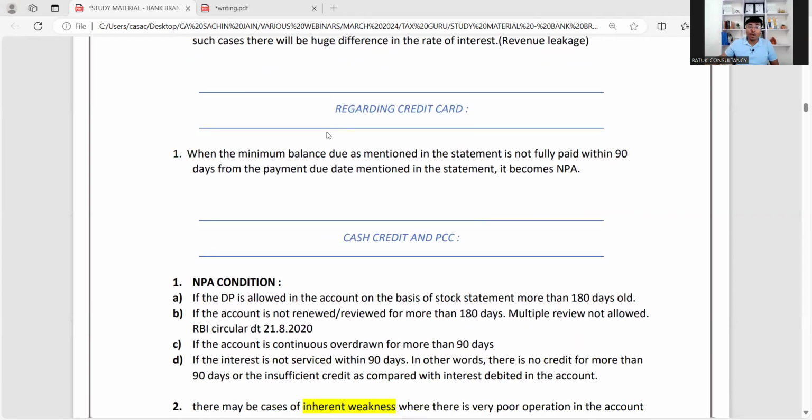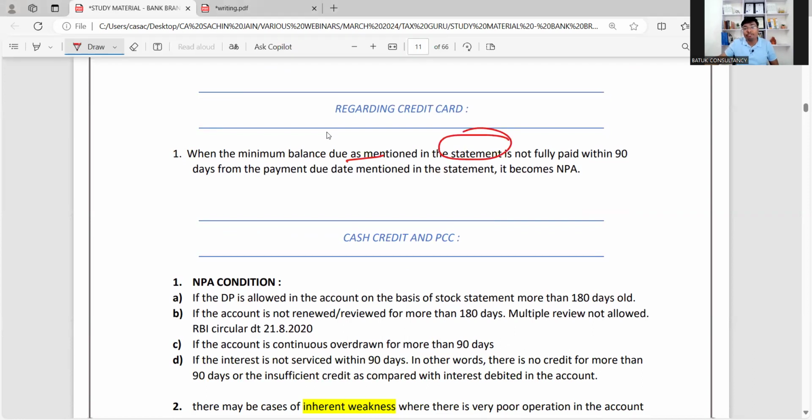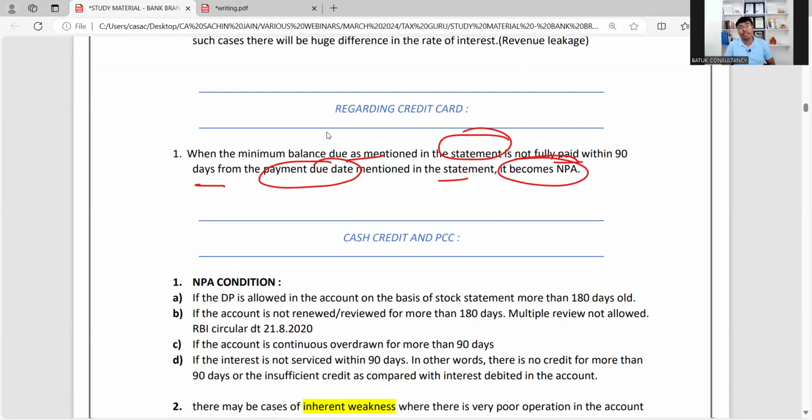Regarding credit card, when the minimum balance due as mentioned in the statement is not fully paid within 90 days from the payment due date mentioned in the statement, it becomes NPA. If the amount has not been deposited within 90 days, in that case that account will be classified as NPA. So NPA classification can be done through the credit card.